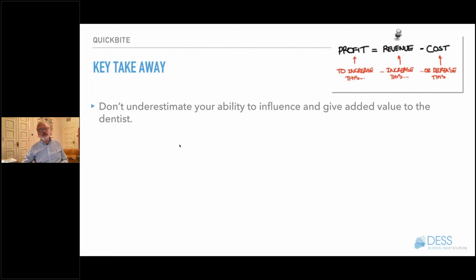To make this equation as positive as possible, I would say that the key takeaway from this short presentation is that you shouldn't underestimate your ability to influence and give added value to the dentists. As the statistics that I'm referring to indicate, they listen, they let you decide, and you can use that to influence them both for product quality and for cost savings in the clinic. I think that's a very important point.